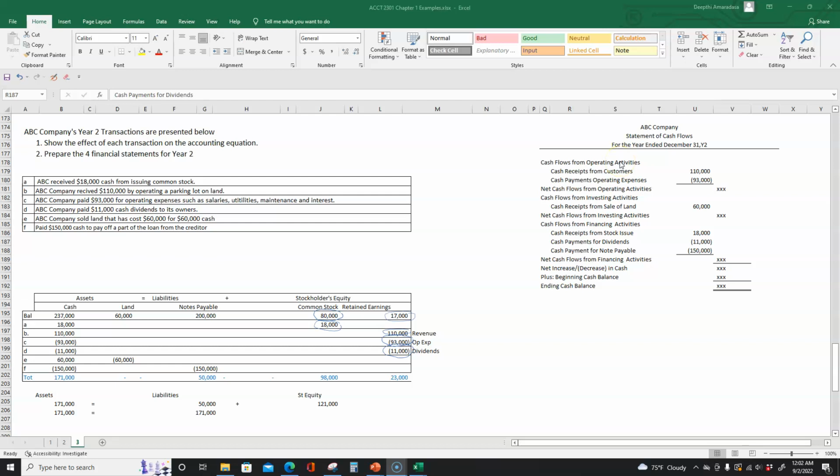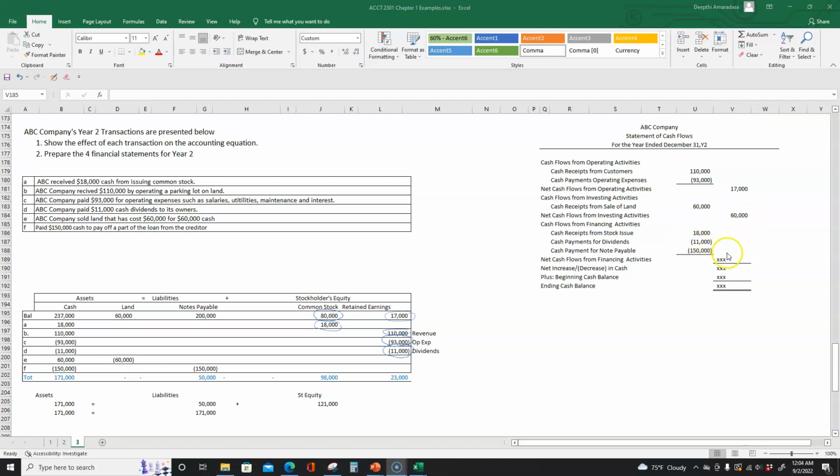So here we go. We've got operating activities and we've got two items. To calculate net cash flow from operating activities, all we do is add these two items together. Again, when I say add, if there's a parentheses in that item, we have to remember to subtract it. So it would be 110,000 minus 93,000, which gives you 17,000. That is called net cash flows from operating activities. Next, we go into investing activities, and we only had one item under investing activities. So that item is just a positive 60,000. That is your net cash flows from investing activities.